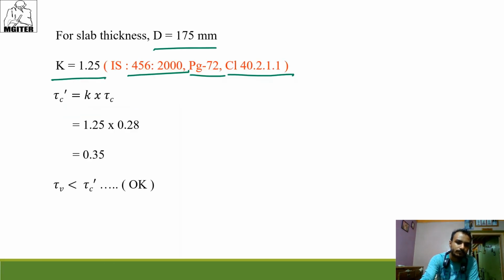Our design and all checks are completed. Our one-way slab design lecture is completed here. We will meet soon for the two-way slab design.